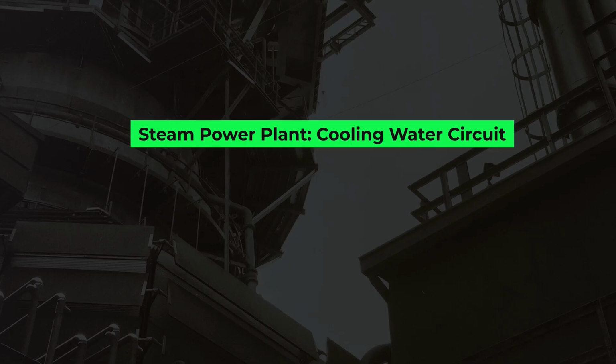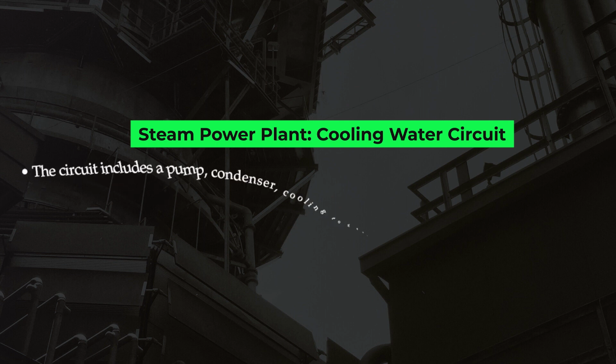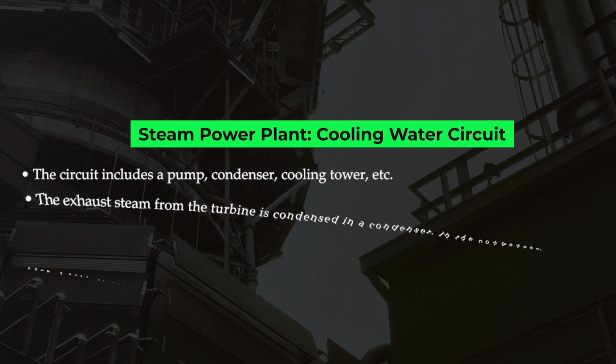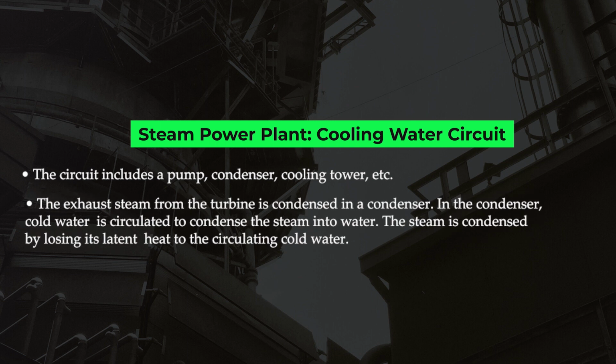The next circuit is the cooling water circuit. The circuit includes pump, condenser, cooling tower, etc. The exhaust steam from the turbine is condensed in a condenser. In the condenser, cold water is circulated to condense the steam into water. The steam is condensed by losing its latent heat to the circulating cold water.